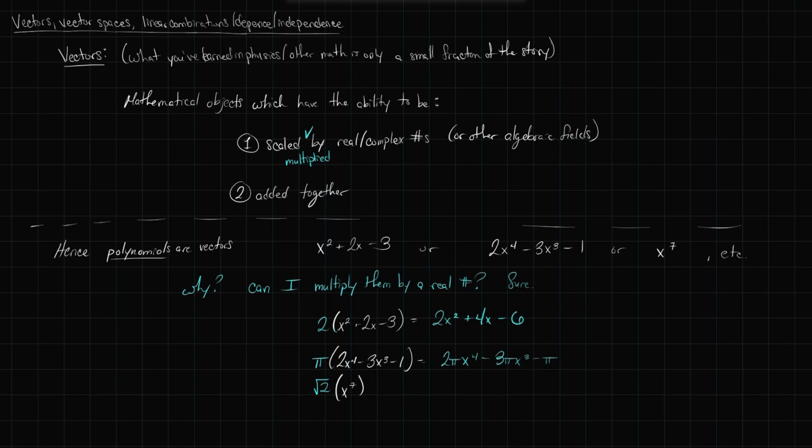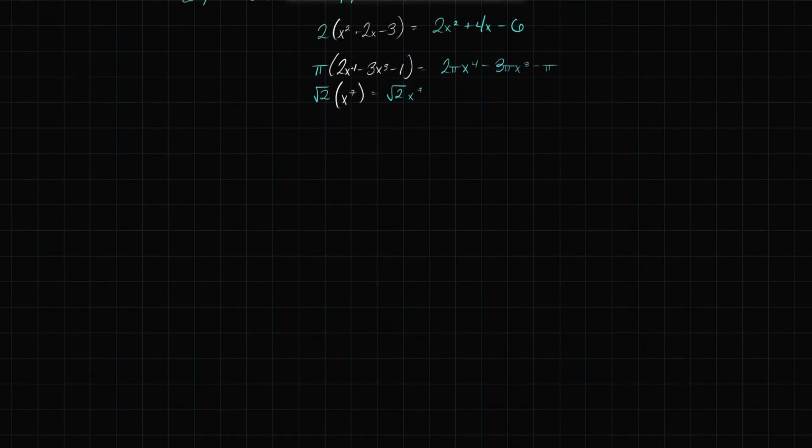And what do I end up with? What do you expect? Root 2 x to the seventh. Okay, so I certainly have the ability to multiply them by a real number. Can I add them together? Sure. Nothing preventing me from adding them together.